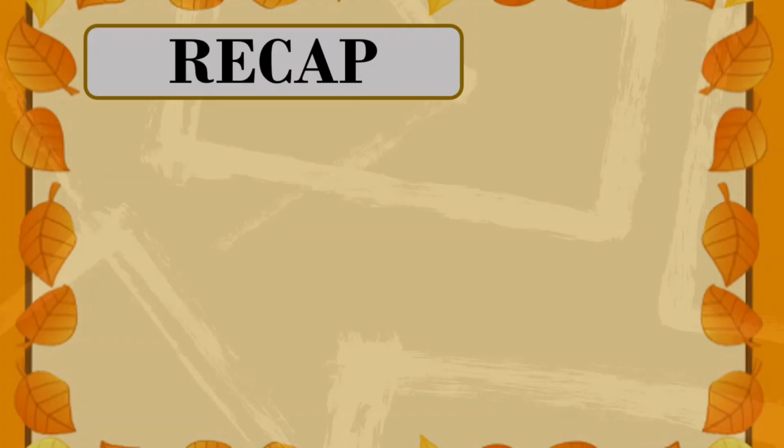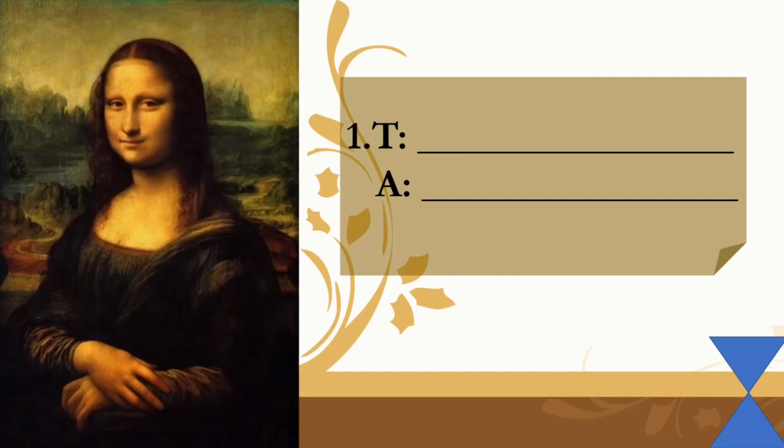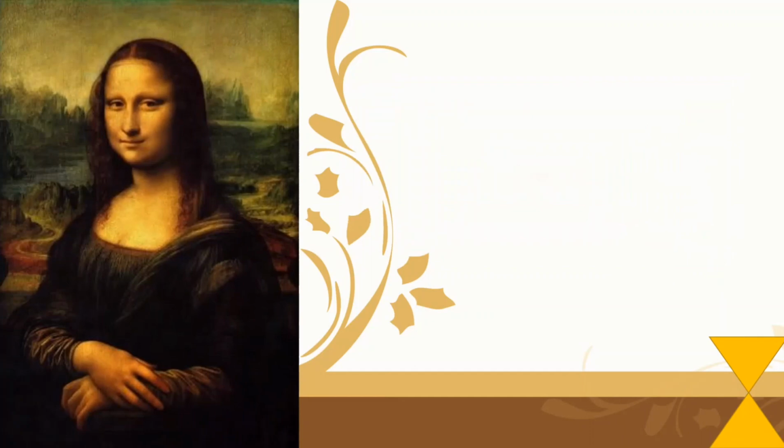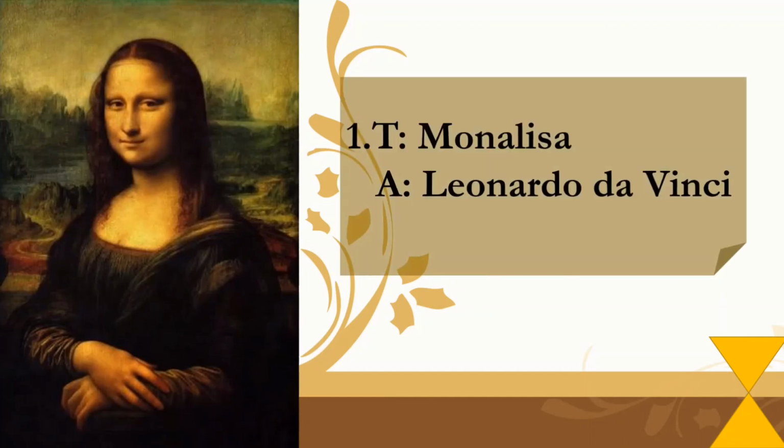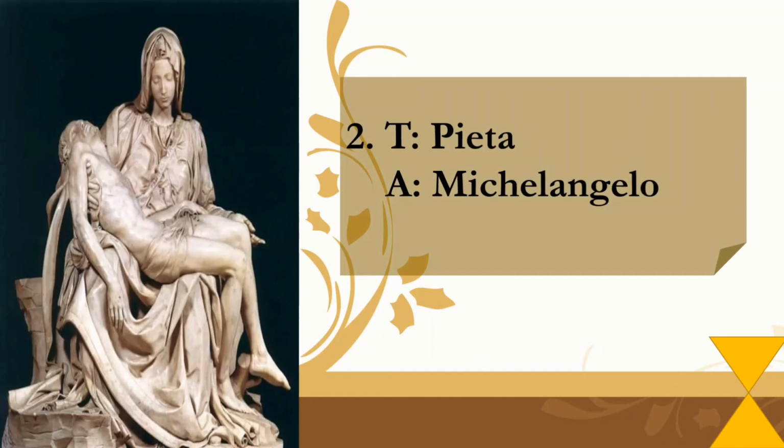Now, let's have a review on our previous lesson. Please name the title and artist of the following artworks. 1. What is the title of this artwork and who made this artwork? Very good! This is Mona Lisa, painted by Leonardo da Vinci. 2. What is the title of this artwork and who made this artwork? Good job! This is Pieta, sculptured by Michelangelo Buonarroti.